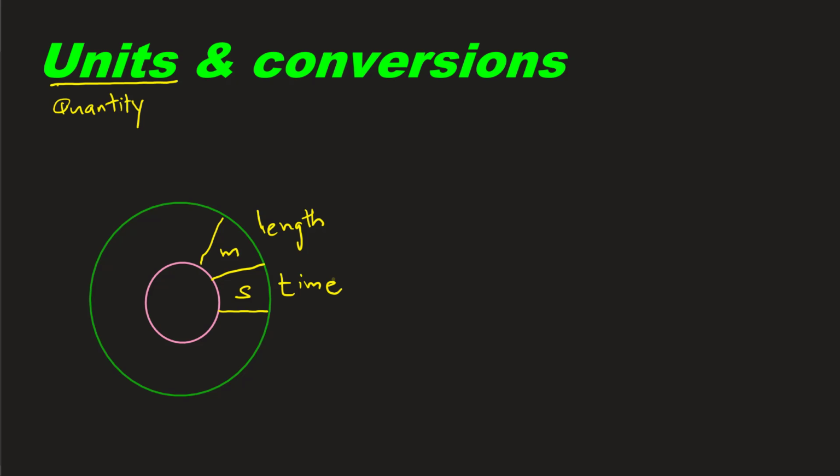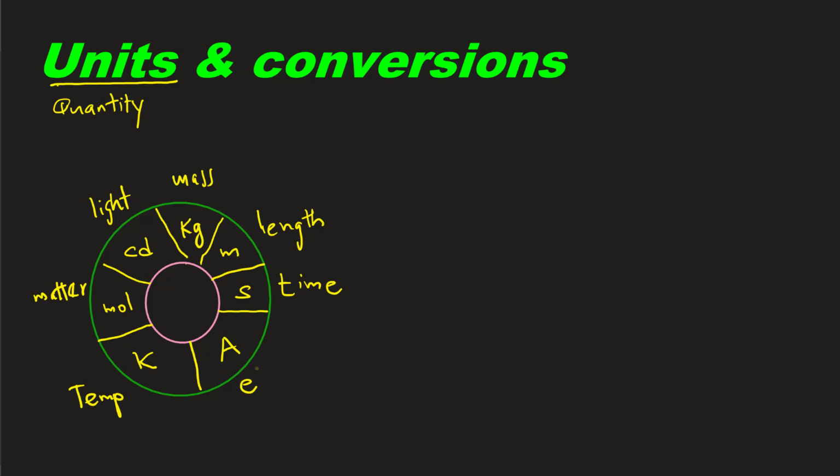And so on. We can measure the amount of material in kilograms, and light intensity in candela, and the amount of material in moles, and temperature in Kelvin, and electricity in amperes, right? So if we just put them together, mass in kilograms, light intensity in candela, matter in moles, temperature in Kelvin, and electricity in amperes. So these are SI units, and these are the basic units.